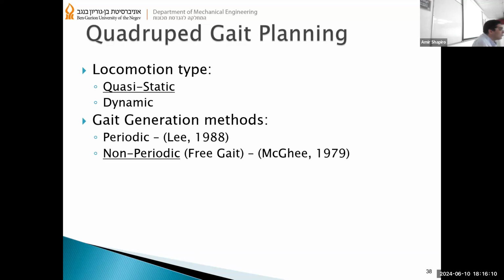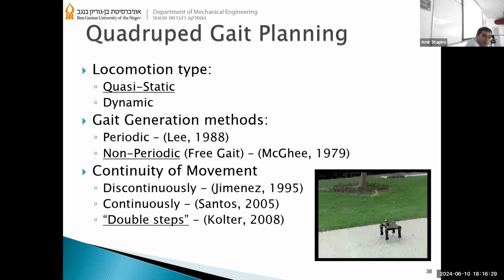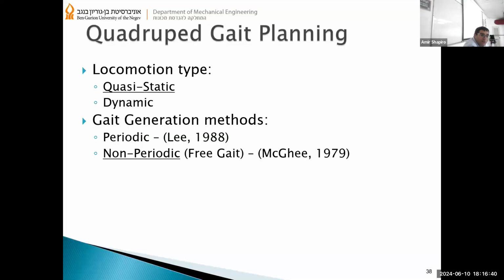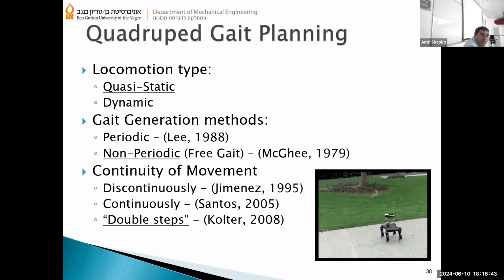About gait generation, how to generate the gait pattern, the type of movement. There was work about periodic gait and non-periodic gait, sometimes called free gait as well. And there is also some kind of continuity of the movement. So it may be discontinuous.